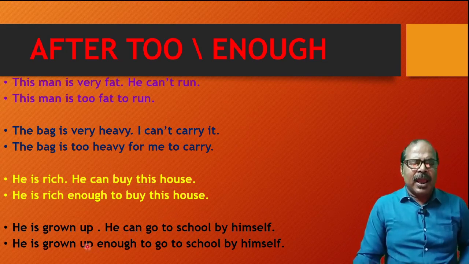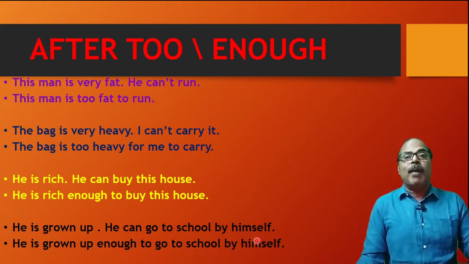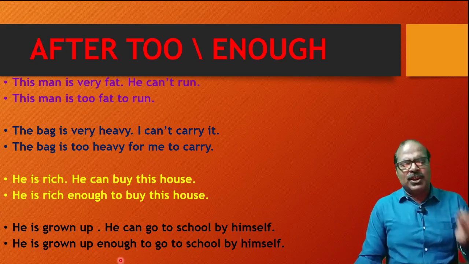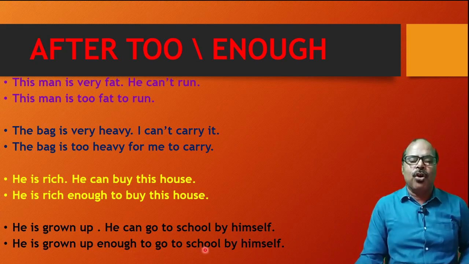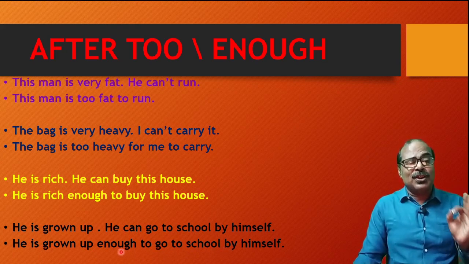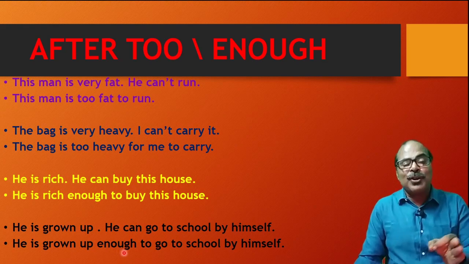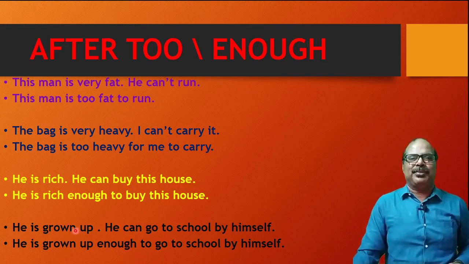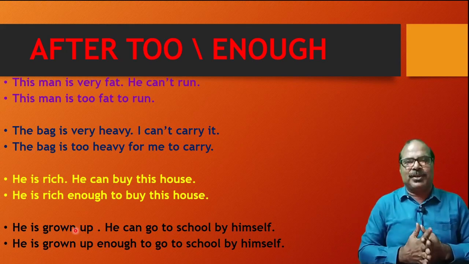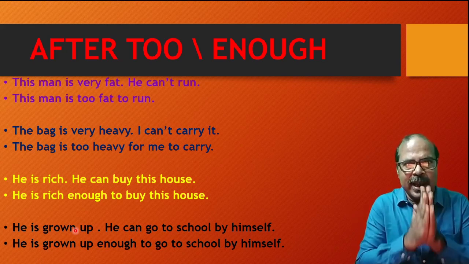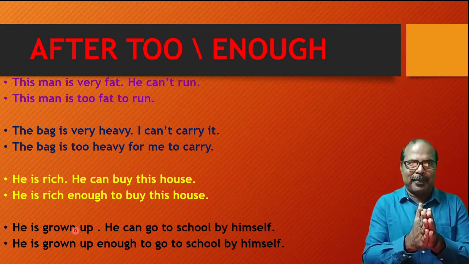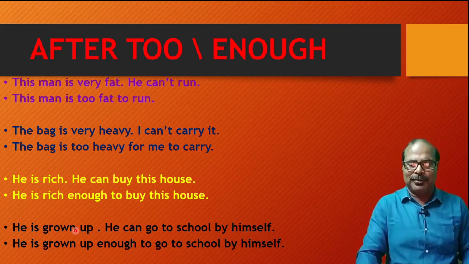Another example, he is grown up, he can go to school by himself, and we must use enough, he is grown up enough to go to school by himself. Again, if we use too, he is too grown up not to go to school by himself. It's not a kind of good English. So we should use enough here, যেখানে এই অ্যাফার্মেটিভ সেন্সটা রয়েছে। I think it is clear to you now.